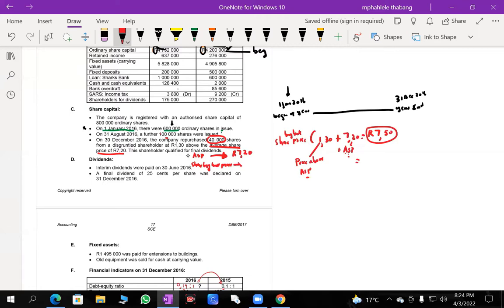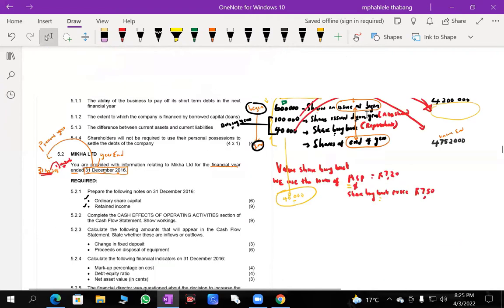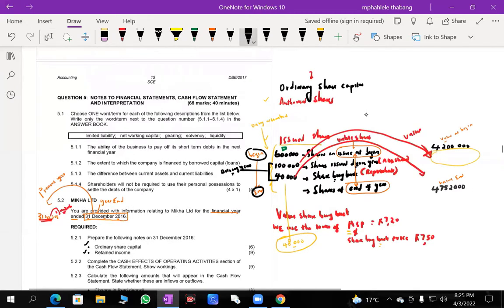So how much is the share buyback price? Share buyback price, 130 plus 720, which is 750. So to value the shares bought back, we are going to use 720, because it is the lower. So we go back and say 40,000 times 720.